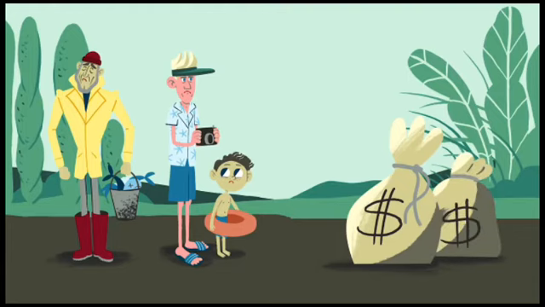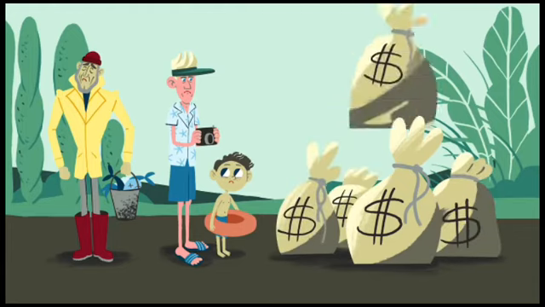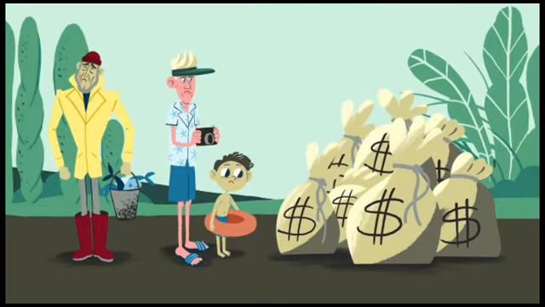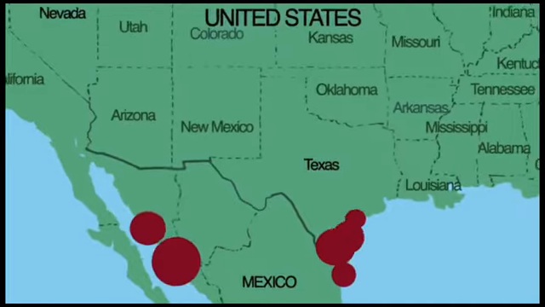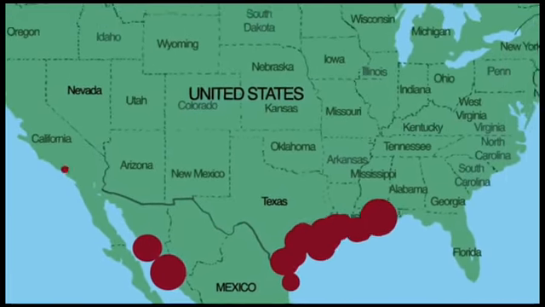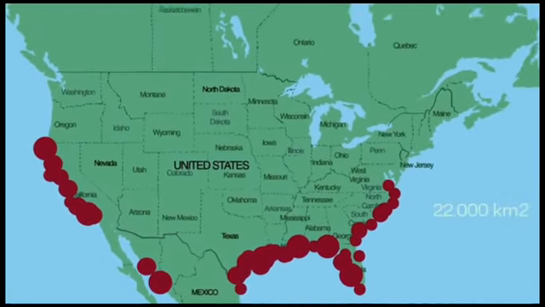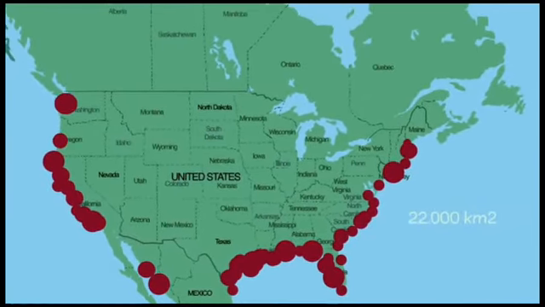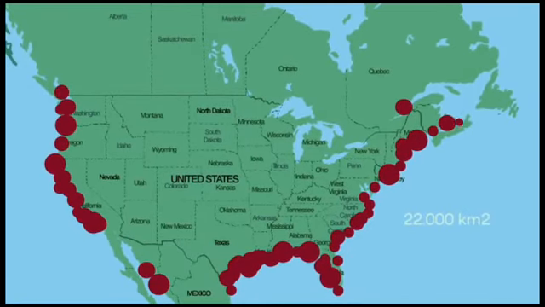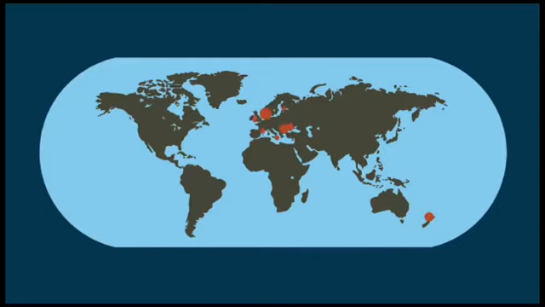This dead zone currently costs U.S. seafood and tourism industries as much as $82 million a year, and that cost will only increase as the dead zone gets bigger. On average, the Gulf dead zone is roughly 15,000 square kilometers, but in 2019, it grew to over 22,000 square kilometers, approximately the size of New Jersey. Human activity is similarly responsible for growing dead zones around the world.